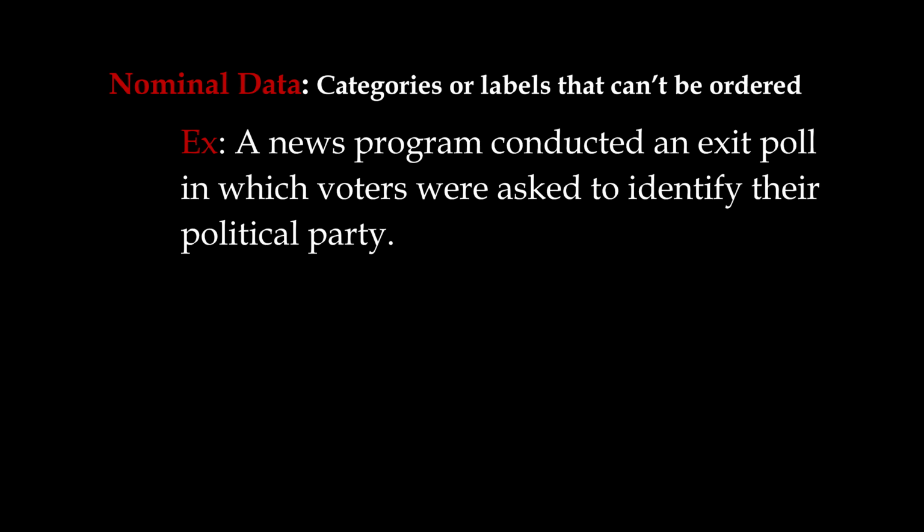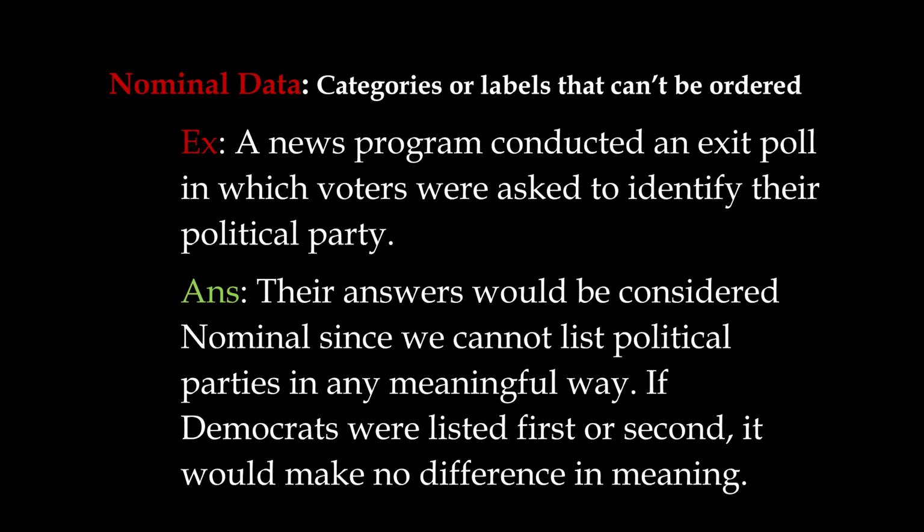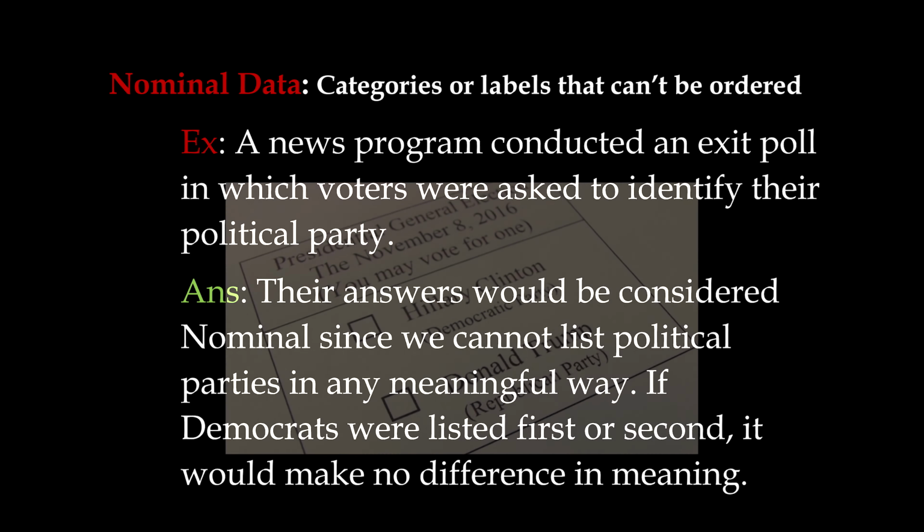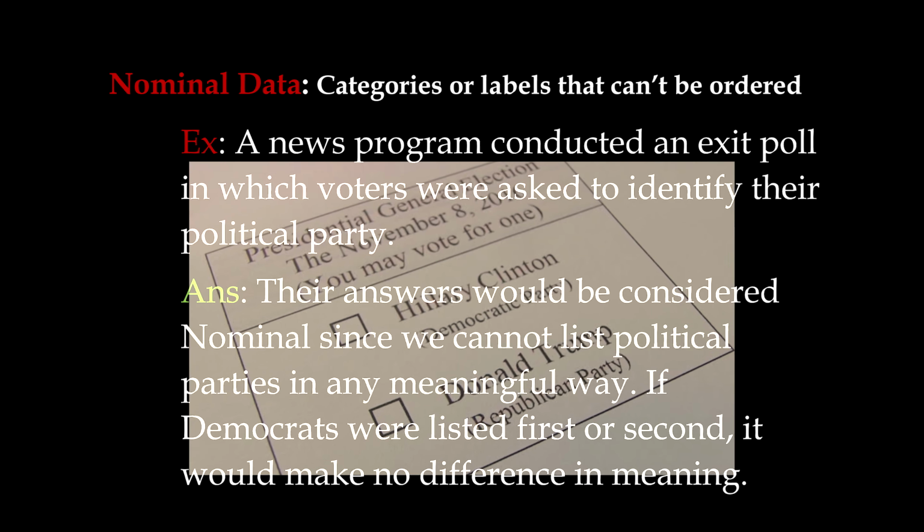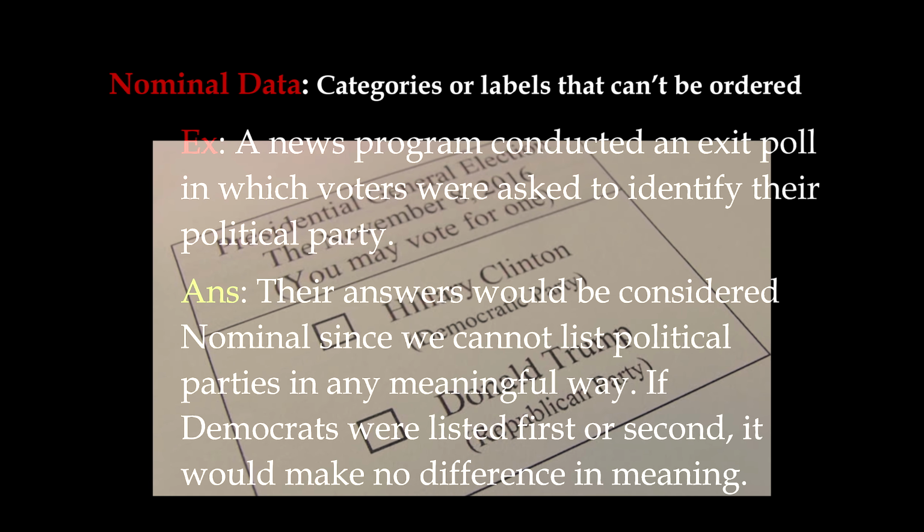A news program conducts an exit poll, in which voters were asked to identify their political party. The answers that people give are considered nominal because they're just the names of political parties, and we can't really list names in a meaningful order. For example, if Democrats come first on the list, or second or last, it would make no difference.